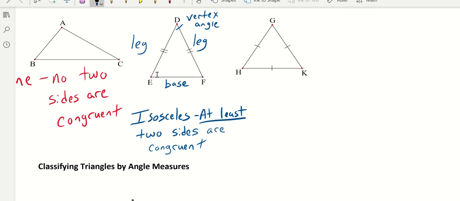And then where the base meets a leg, we have angle E, and where the base meets the other leg, we have angle F. These are called base angles. So angle E and angle F are actually congruent to each other. Let's make a note of that down below in the definition of an isosceles triangle. The base angles are congruent.